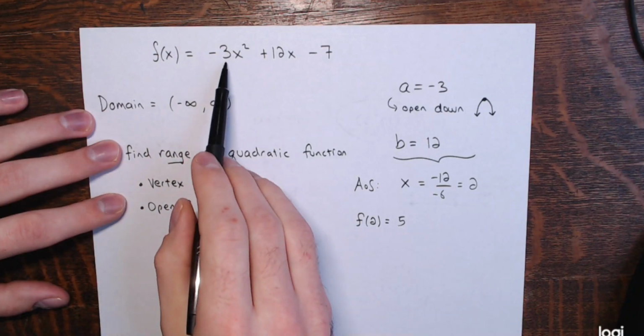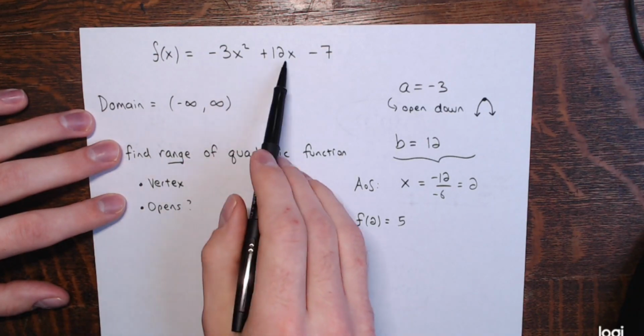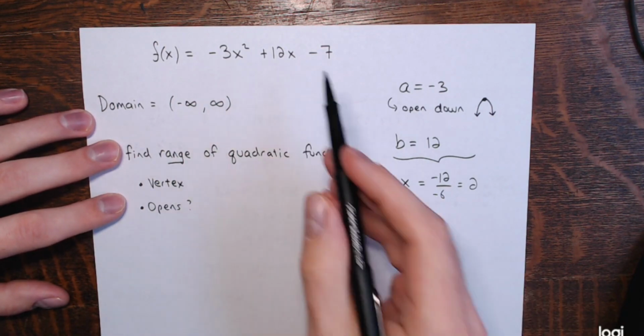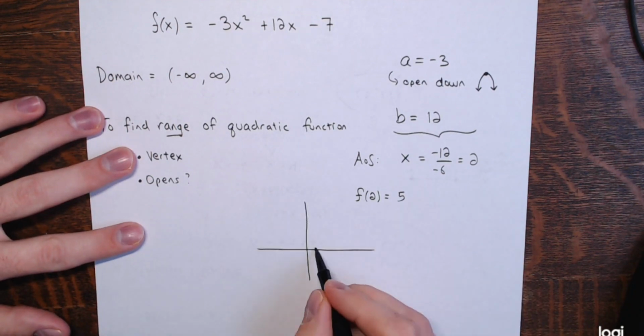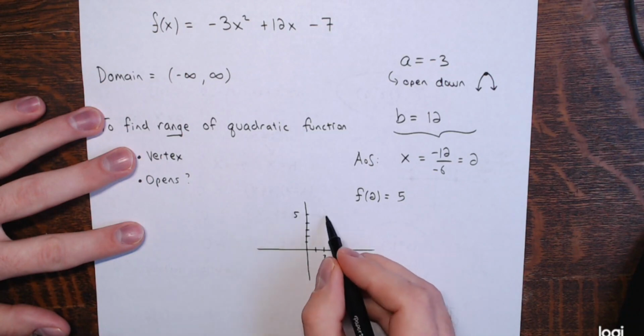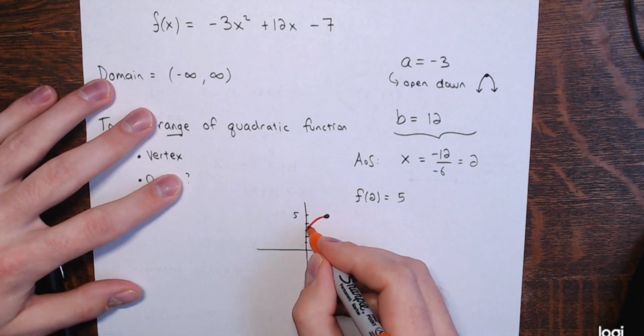All right, it'd be negative 12 plus 24 would be positive 12, minus 7 would be 5. Okay, plug in 2 for x. So the vertex is 2, 5. Right, and I know the parabola opens down. So it's doing something like this.